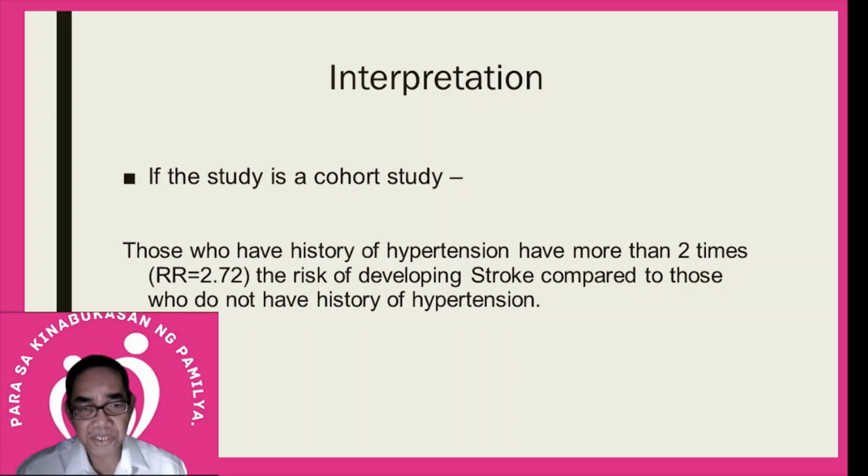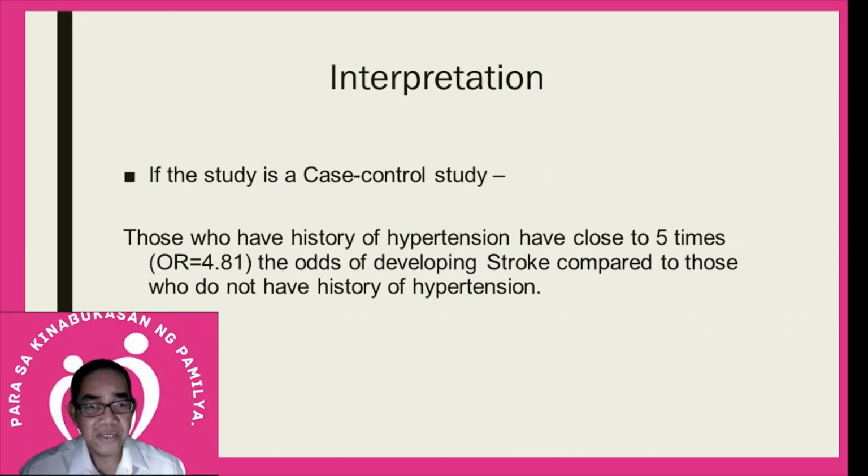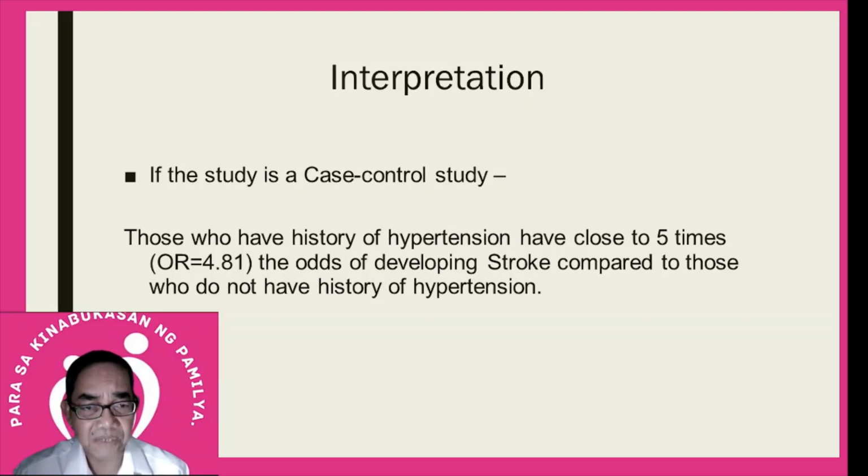But if this is a case-controlled study, this is how you interpret it. Those who have history of hypertension have close to 5 times. The odds ratio is more than 4, so close to 5 times the odds of developing stroke compared to those who do not have history of hypertension.